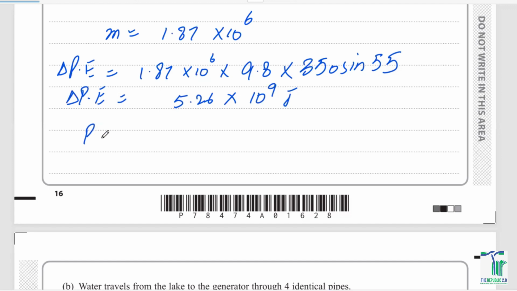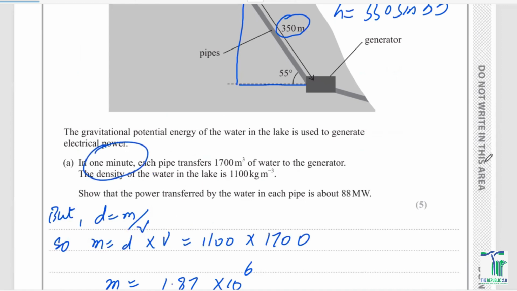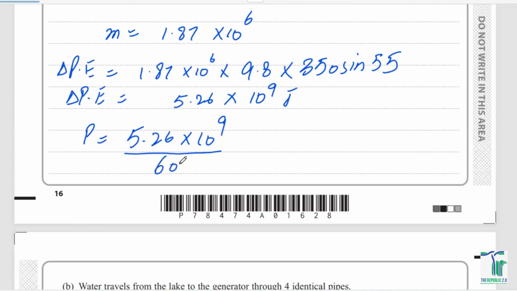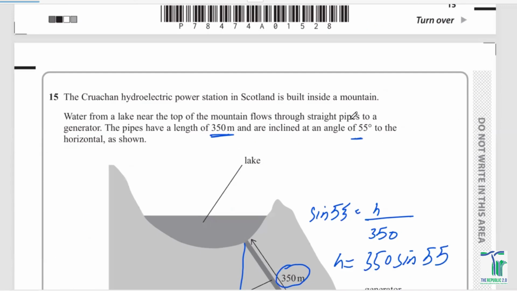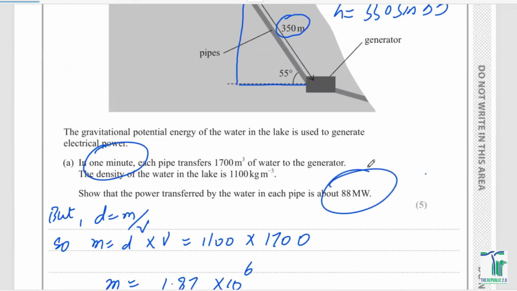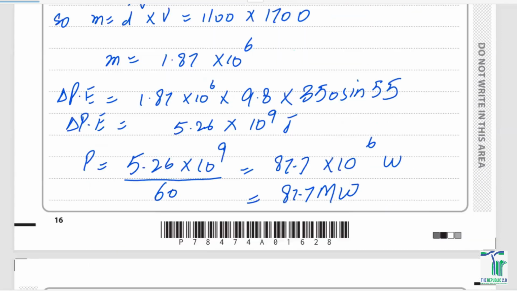I need to calculate the power generated, and that has to be the potential energy, which is 5.26 times 10 raised to the power of 9, divided by the total time taken, which is 1 minute. So 1 minute is basically 60 seconds. By dividing 5.26 by 60, I would have something like 87.7 times 10 raised to the power of 6 watts. So what does that mean? That I've got almost 87.7 megawatts, which was to be proven over here as well, I guess. Yeah, 88 megawatts, right? So our answer is somewhere around it.